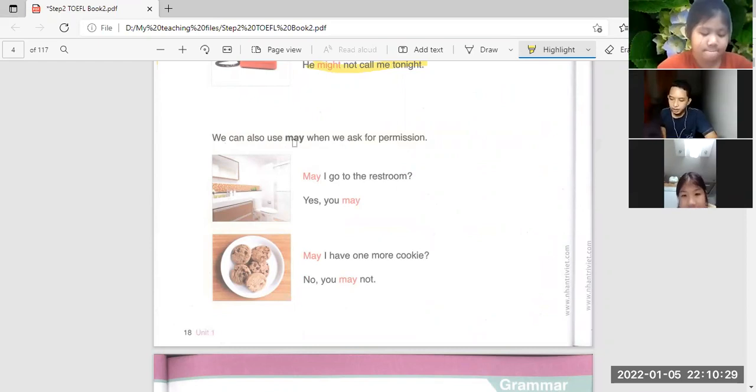We can also use may when we ask for permission. So you can use may when you are going to ask for permission. For example, may I go to the restroom? Can you say that? May I go to the restroom? Okay, yes, you may.